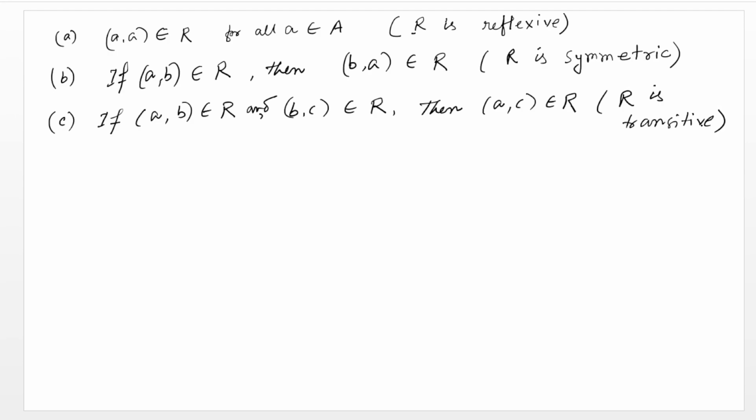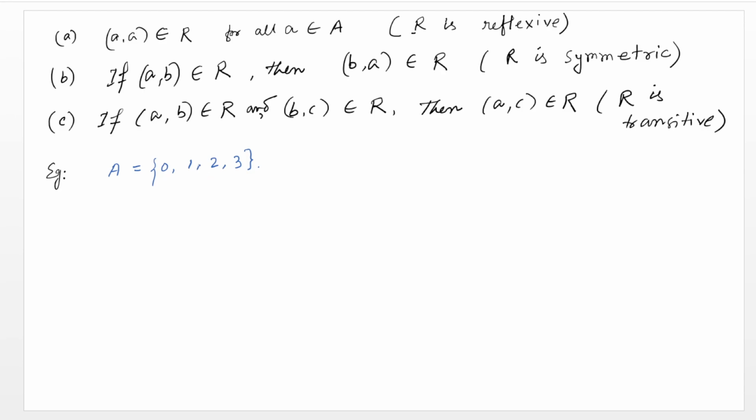Clear? So we say that if the relation R satisfies these properties, then we call R an equivalence relation. For example, I give some example. Suppose a set A contains some elements 0, 1, 2 and 3.